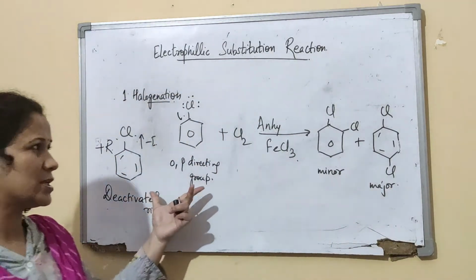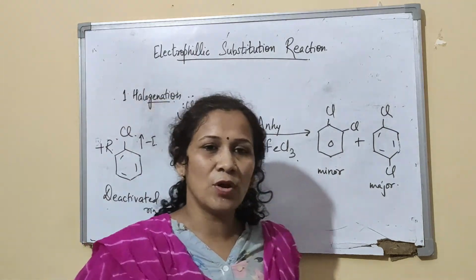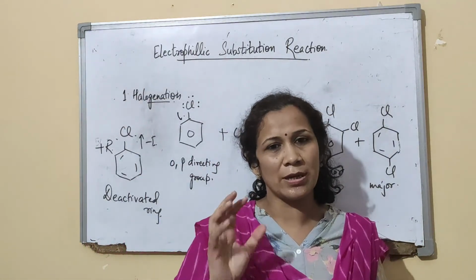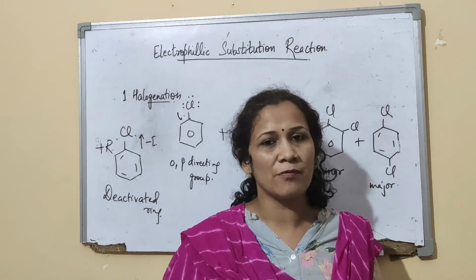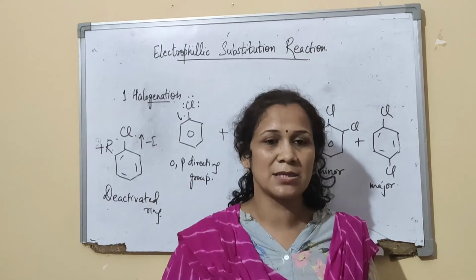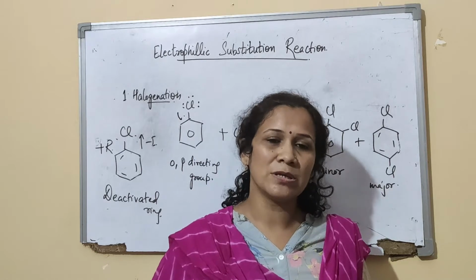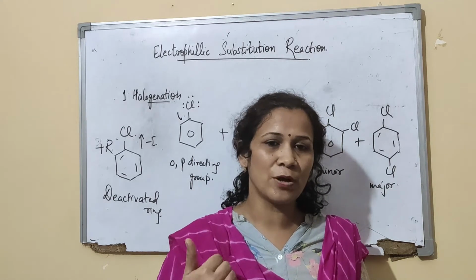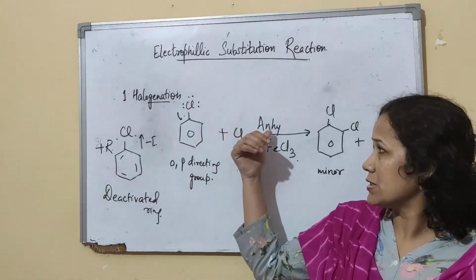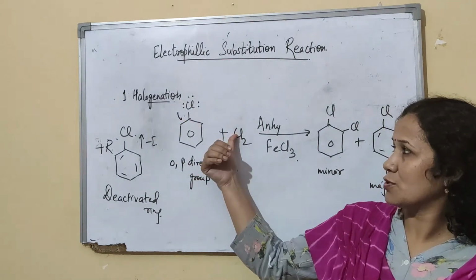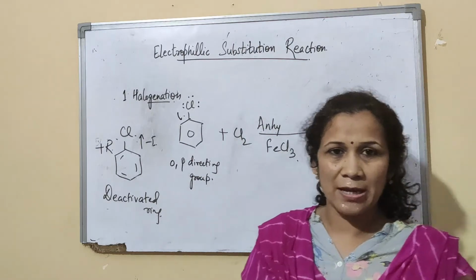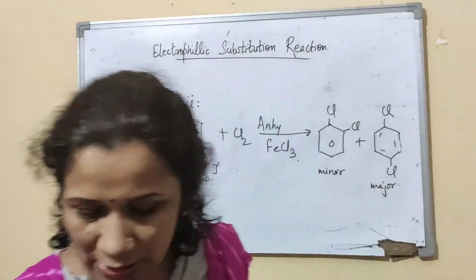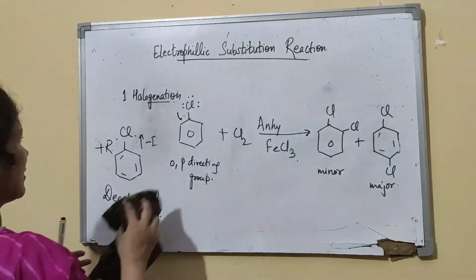So halogenation is addition of halogen. We always attach halogen to the ring in the presence of a catalyst. That catalyst is always a Lewis acid. We mean by Lewis acid that which can take a lone pair of electrons. So with the Lewis acid, you add Cl2, one time ortho product and one time para, right? So that is halogenation. Coming to the next reaction, that is nitration.